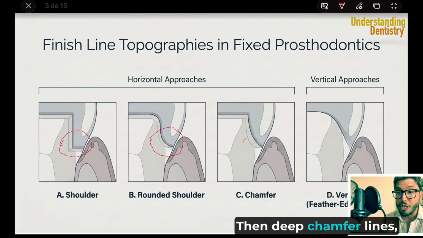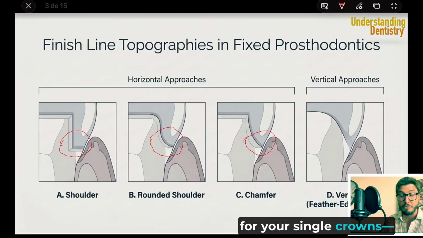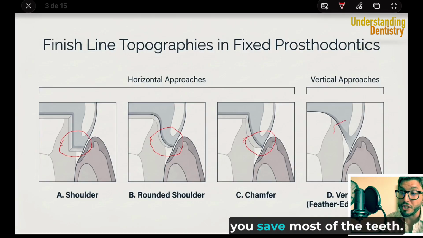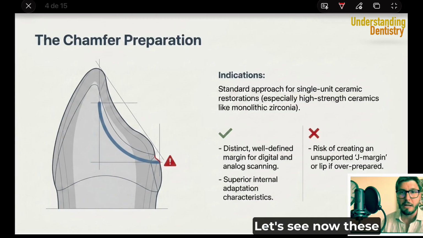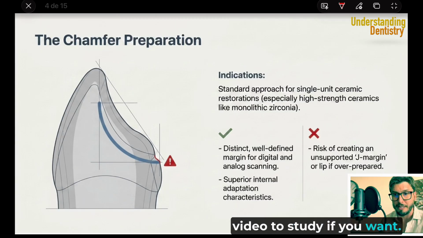Then deep chamfer lines, for example, for posterior teeth for your single crowns, amazing stuff as well. And then vertical preps where you save most of the tooth, all right? So this is also very important. Let's see now these indications. Here you can also always pause the video to study if you want.